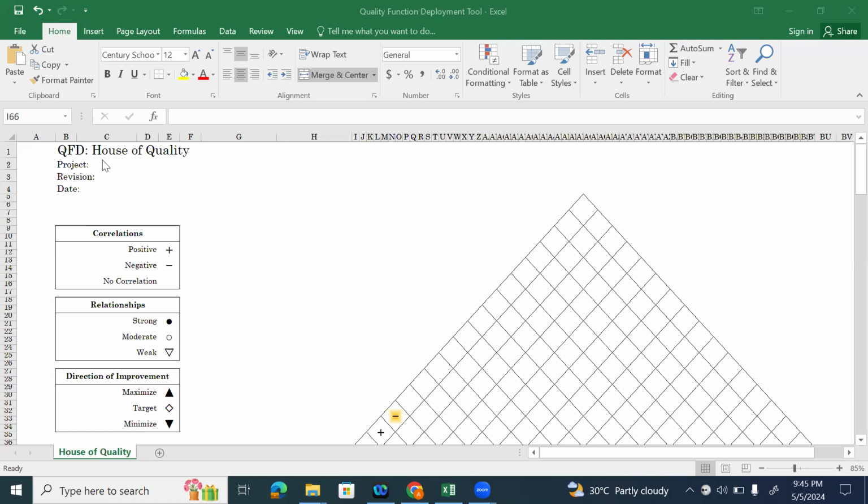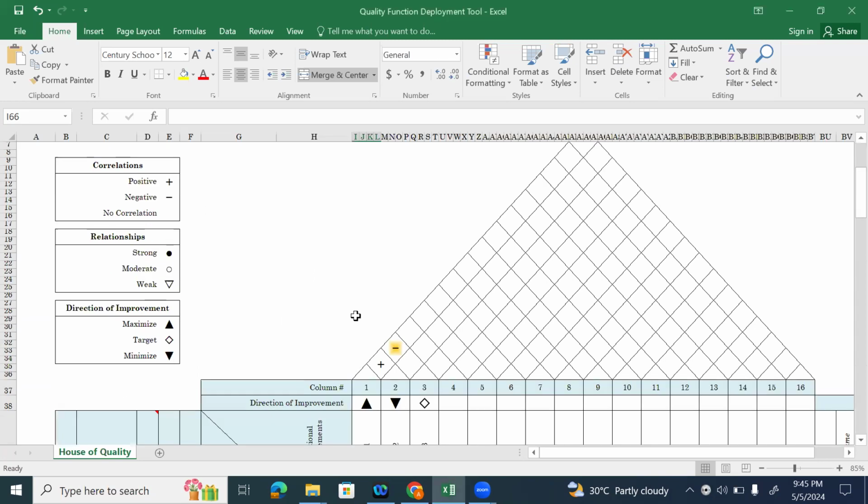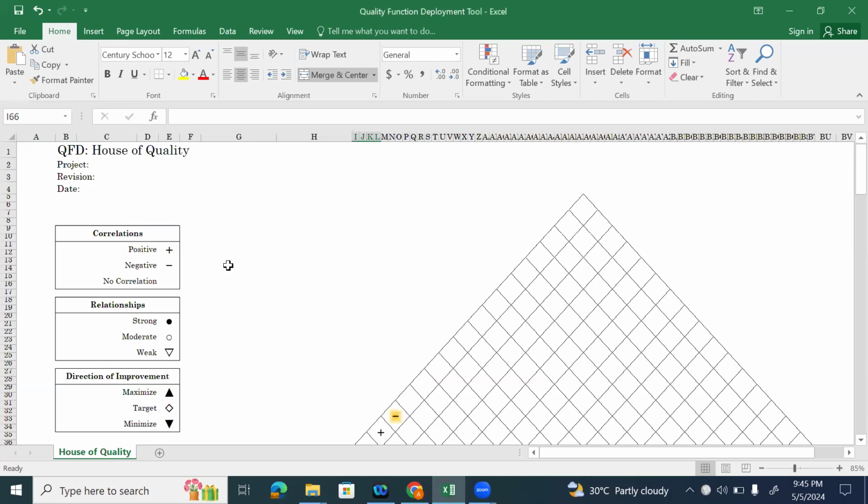So this is the tool called QFD tool. QFD stands for Quality Function Deployment. It's also called the House of Quality. And this is the template for House of Quality, HOQ, or QFD, which is called Quality Function Deployment.